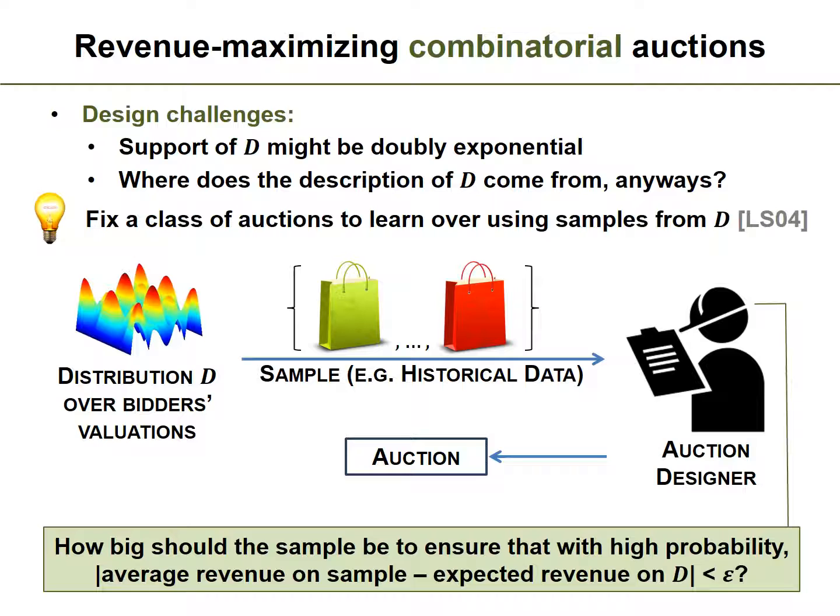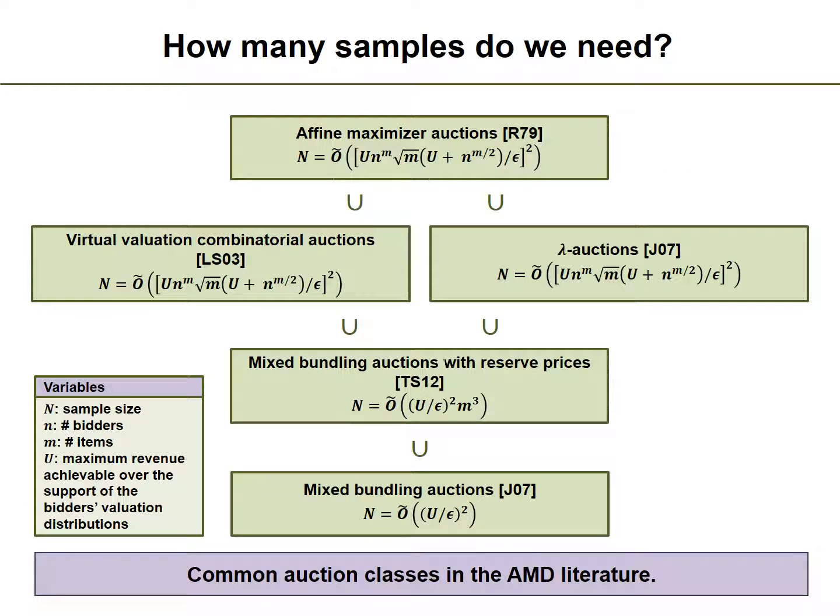Therefore, what we really want to know is, how big should the sample be in order to ensure that with high probability, for all auctions in our class, average revenue on the sample is epsilon close to expected revenue on the distribution. We answer this question by using and extending techniques from learning theory for a rich hierarchy of combinatorial auction classes that are common in the automated mechanism design literature.